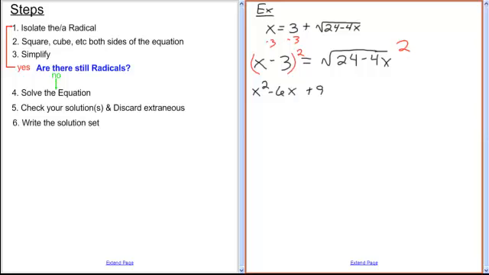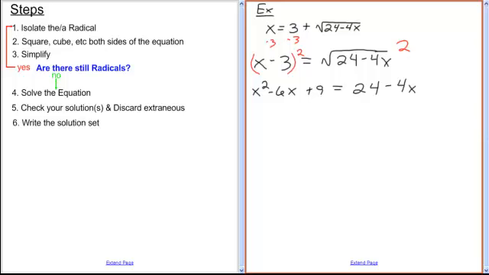And the nice thing about the right-hand side is when I square the square root, I'm just left with what's under the radical, which is 24 minus 4x. Now I simplify. At this point, also look, there are no longer any radicals. So I'm going to be solving this equation.